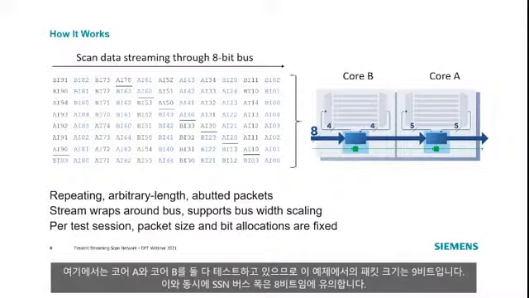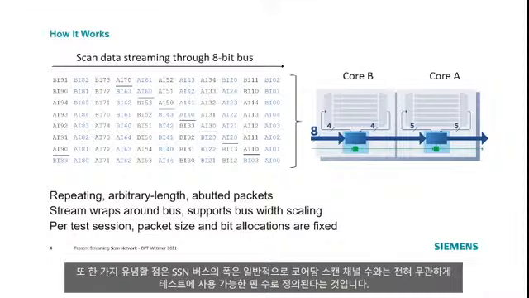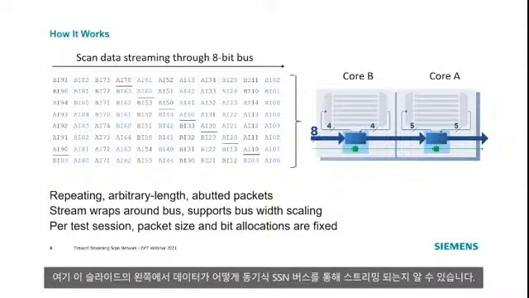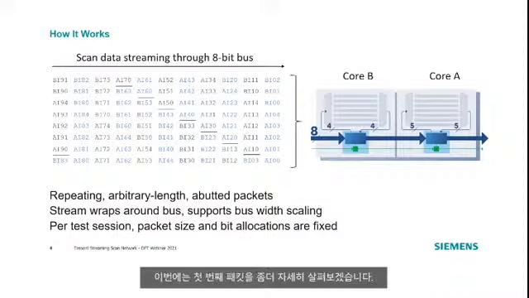Now at the same time, notice that the SSN bus width is 8 bits. And remember that the width of the SSN bus is typically defined by the number of pins available for test, completely independent of number of scan channels per core. Now, on the left side of the slide here, we see how data is streamed through the synchronous SSN bus. Now, let's take a closer look at the first packet.